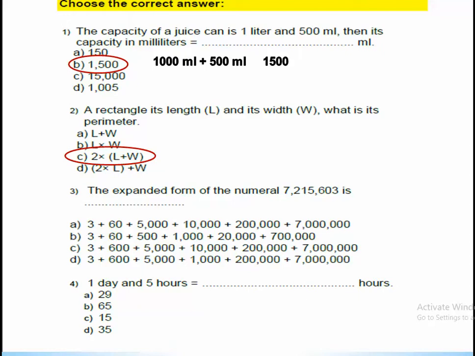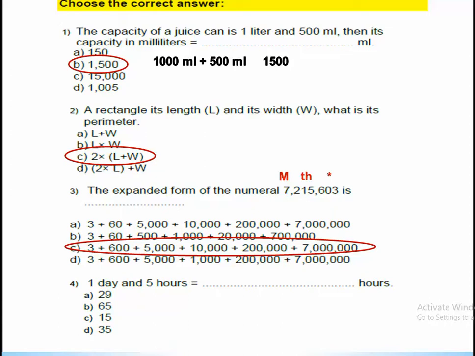The expanded form of the numeral 7,215,603. Okay, which one is the right one? Here is million, and here is thousand, and here is the ones family. So we can find that the right choice is 3 plus 600 plus 5,000 plus 10,000 plus 200,000 plus 7 million.